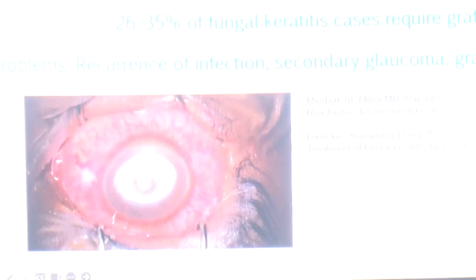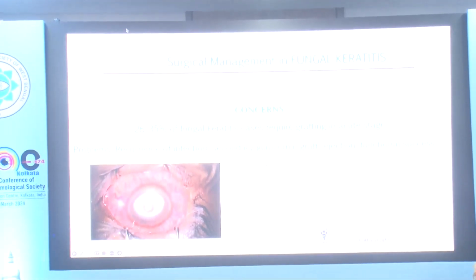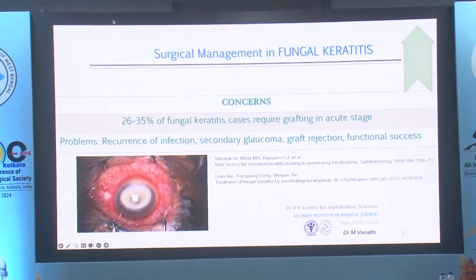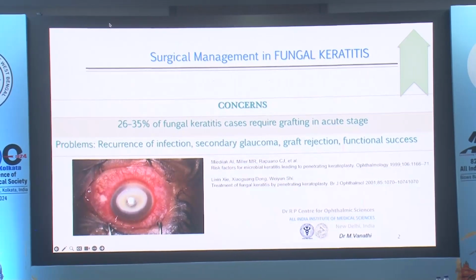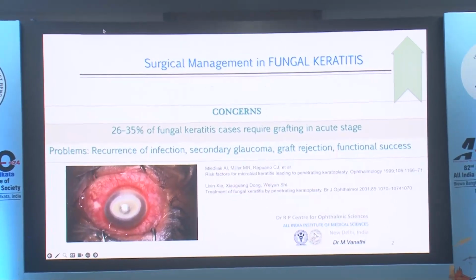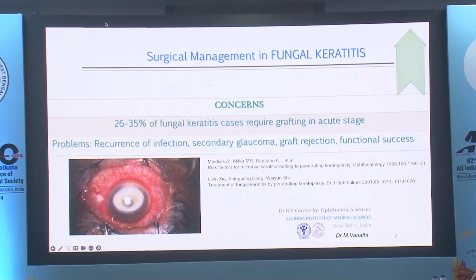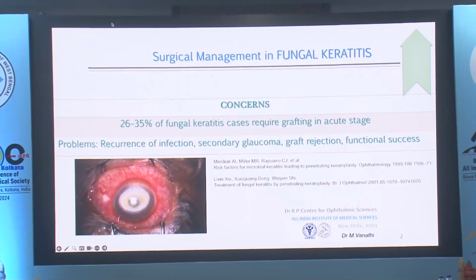When you look at fungal, at least 26 to 35% of fungal keratitis will require grafting in the acute stages. The problems with fungal are recurrence of infection, secondary glaucoma, graft rejections, and the functional success following a therapeutic keratoplasty. So these remain pertinent aspects when we are doing therapeutic keratoplasty for our patients. And in India, we largely have a predominance of fungal keratitis in our patients.